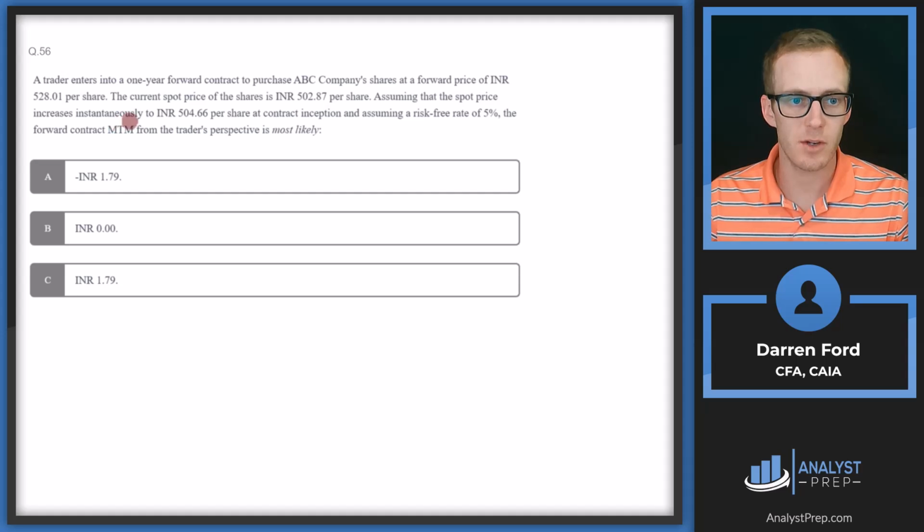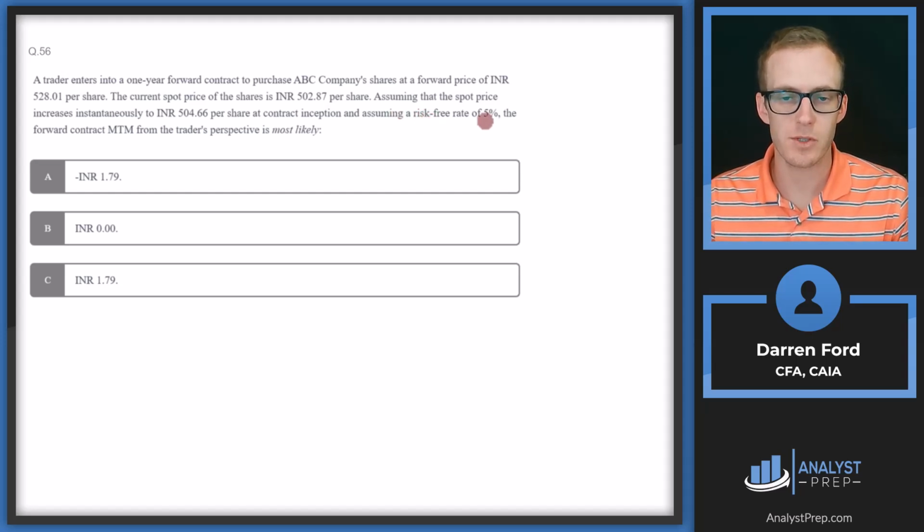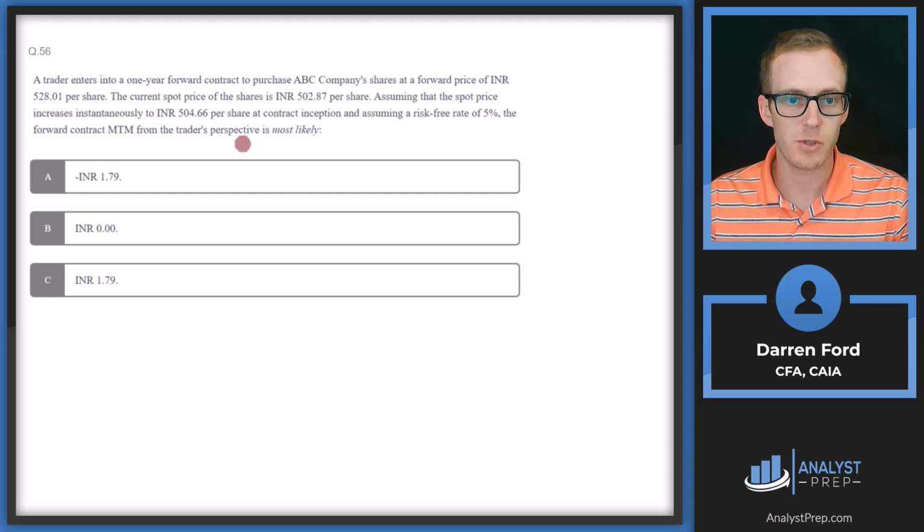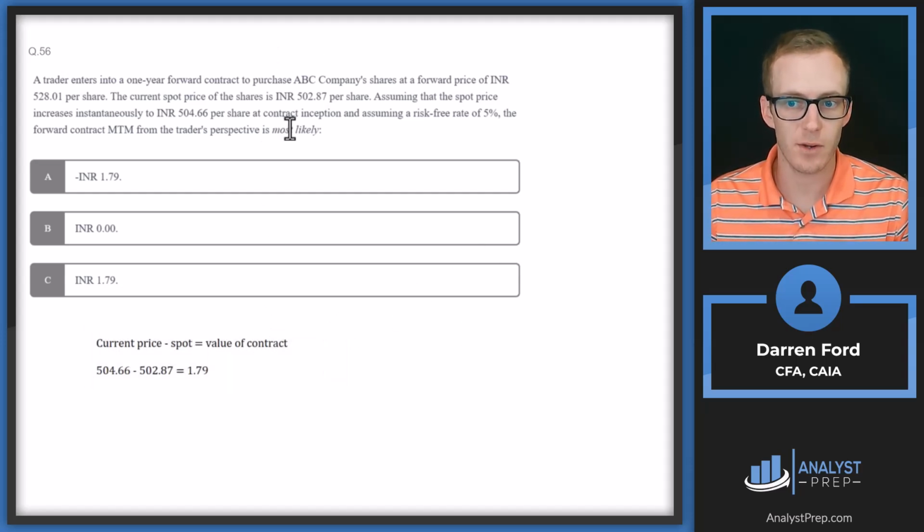Assuming that the spot price increases simultaneously to 504.66 per share at contract inception, and assuming a risk-free rate of 5%, the forward contract mark-to-market from the trader's perspective is most likely. So this is going to be a pretty straightforward calculation. There's a lot of extra data in here to kind of throw you off, but in reality, this is just going to be current price minus spot, gives us the value of the contract.